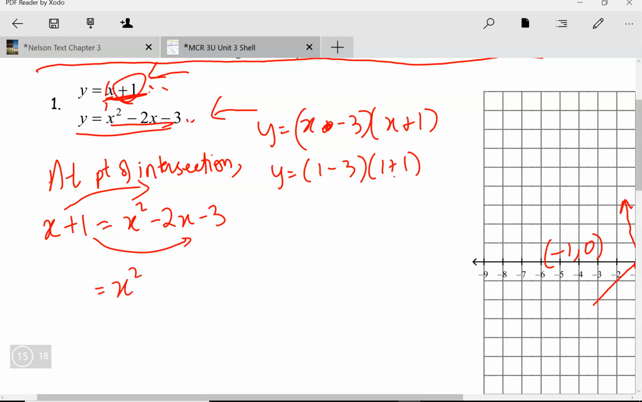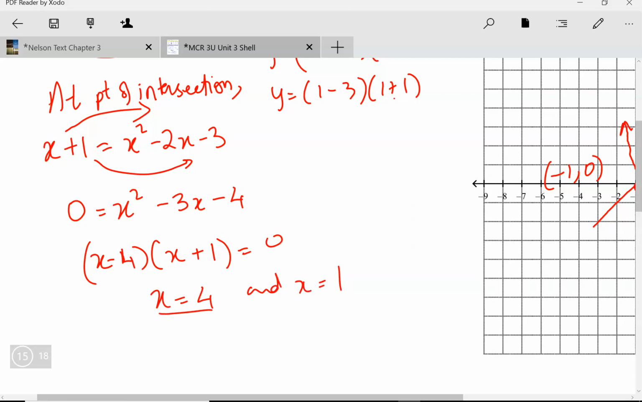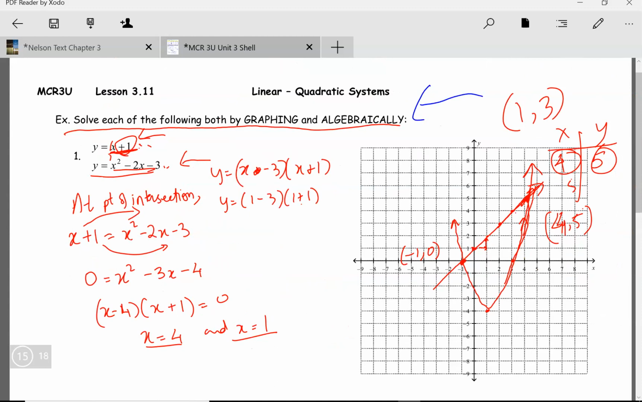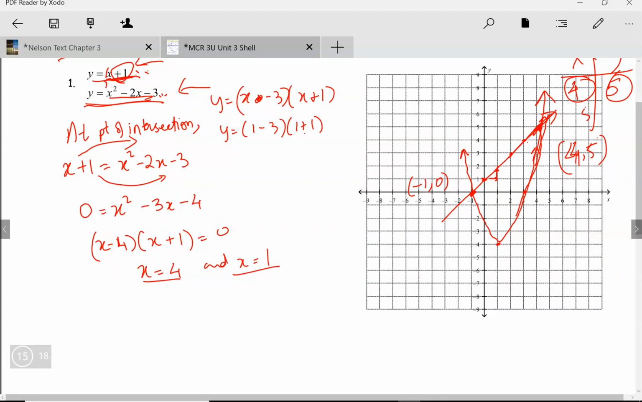x squared minus 3x minus 4 equals 0. Two numbers that multiply to negative 4 and add to negative 3 give x minus 4 and x plus 1 equals 0. So x equals 4 and x equals negative 1. And now I can put these values into either one of my equations. So I can put it into this one, or I can put it in this one, and you will get the same answer.